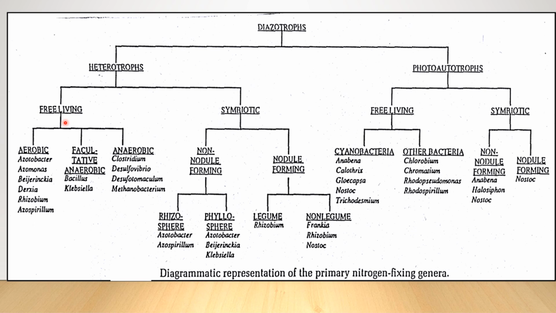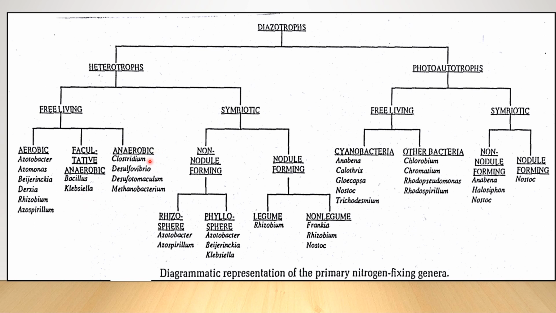Among the free living, we have aerobic bacteria, facultative anaerobes, and anaerobes. Under aerobic, you have organisms that include Azotobacter, Azomonas, Beijerinckia, Derxia, Rhizobium, and Azospirillum. Next, among the facultative anaerobes, you have Bacillus and Klebsiella.